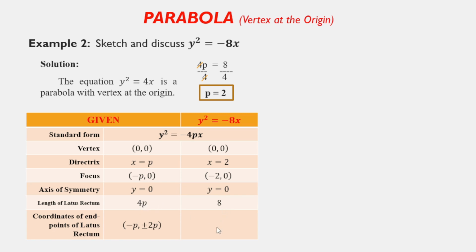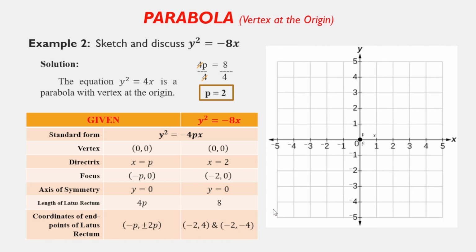Then what is the coordinate of the endpoints of the latus rectum? Substituting the value of p, which is 2, in these coordinates, we can say the coordinates are -2 and +2 times 2. The coordinates of the endpoints of the latus rectum are -2 and +4. If we split this into 2 coordinates, they are coordinate -2 and 4 and coordinate -2 and -4. So let us now graph.